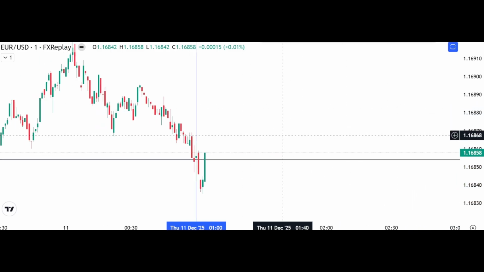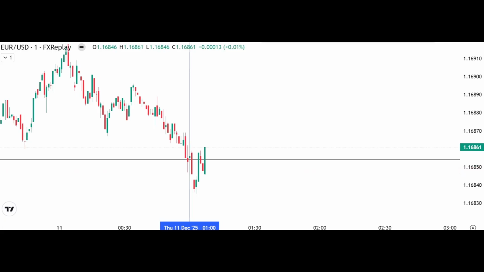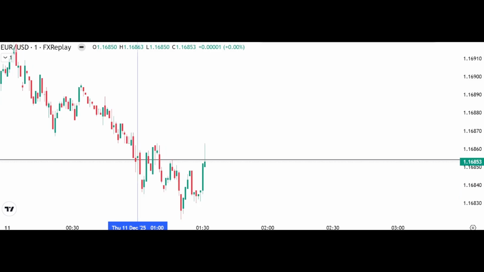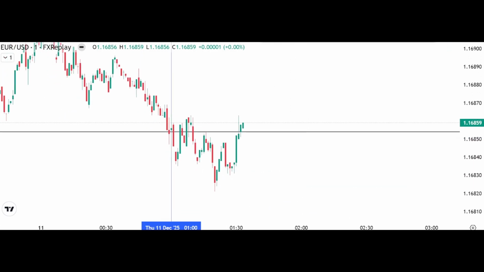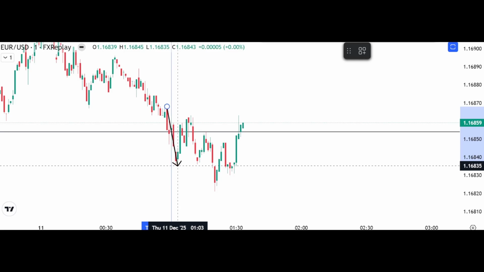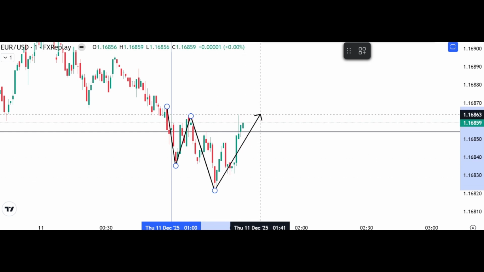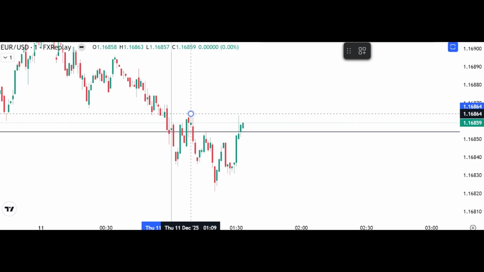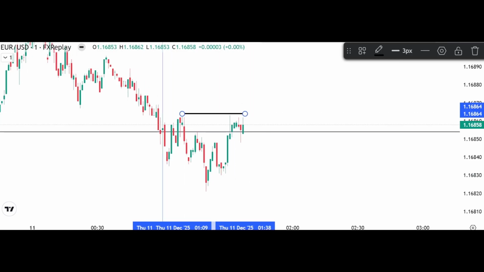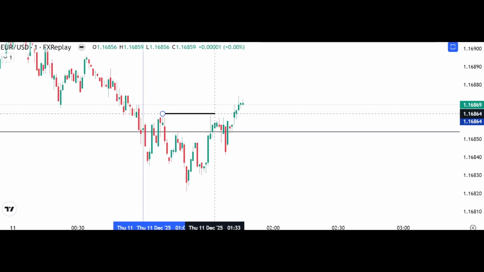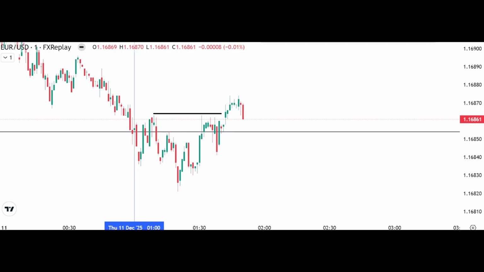So let's see what happens here. We have a change of character. Let me show you so you can understand it. This is a low, lower high, lower low. Let's say low. Yes, this one is lower low, and this is almost the new high. Let's see. Now we have a correct change of character. Let's see what happens.